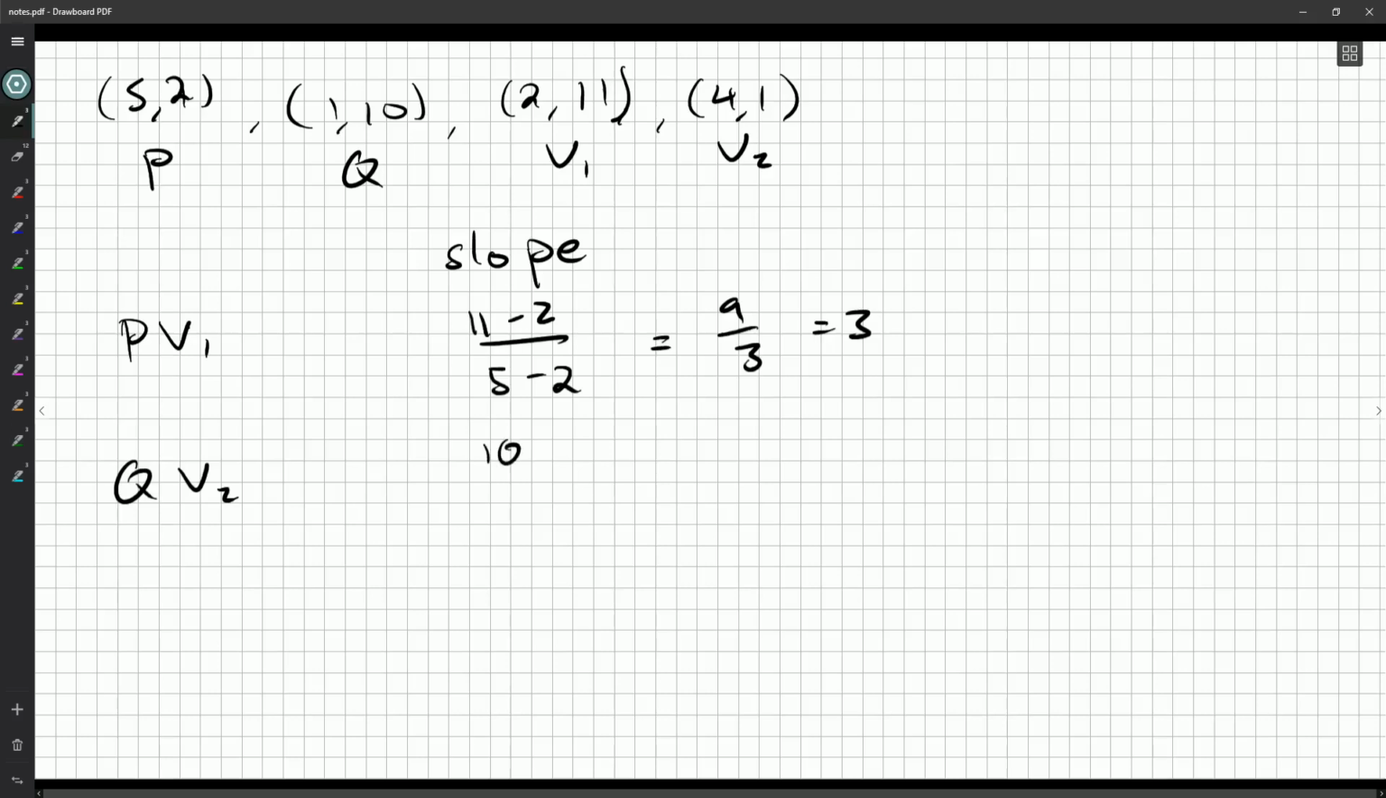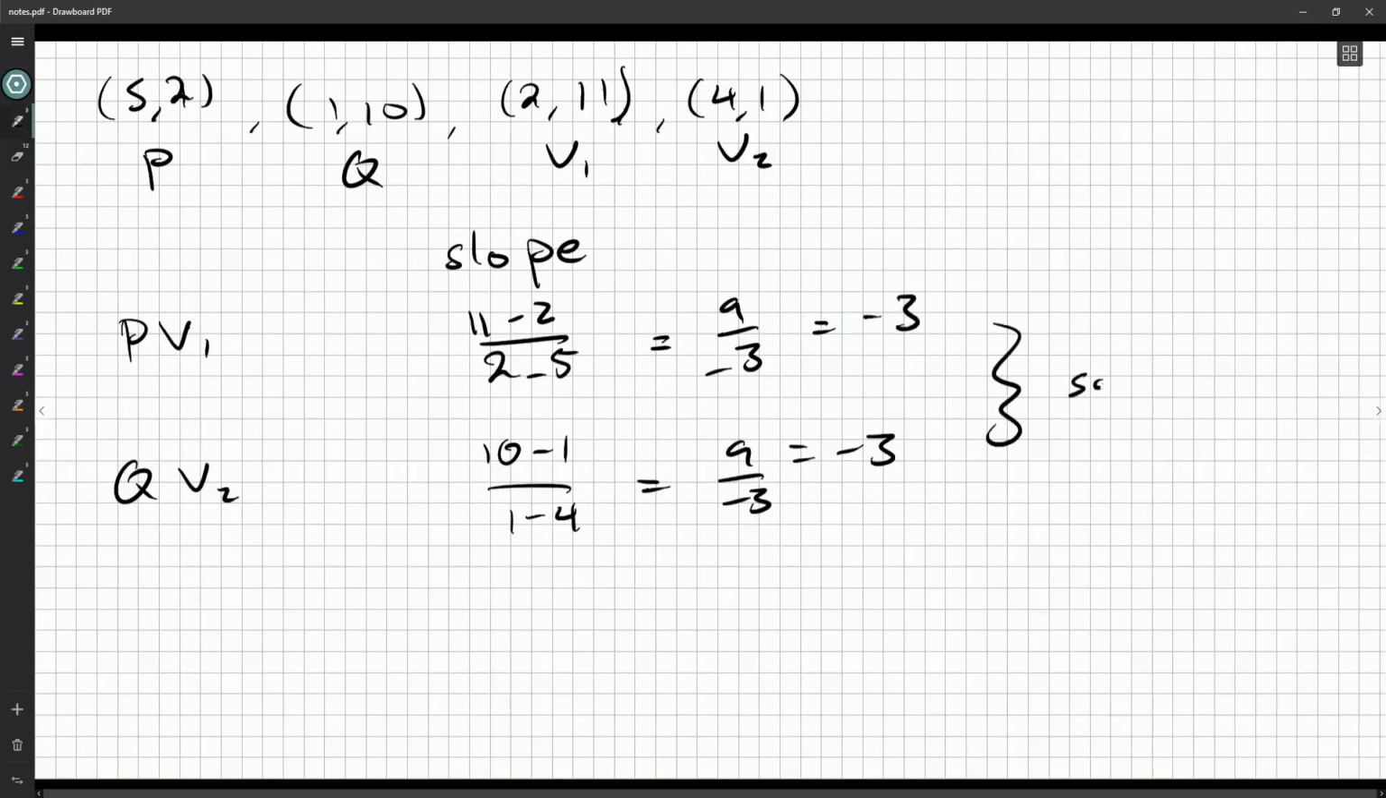So difference in the y's over difference in the x's. 11 to 2. Oh, it should be 2 to 5. Add them swapped around. 10 and 1 over 1 and 4. That's also going to be 9 over negative 3. So that's negative 3. Those are the same. And now PV2 and QV1.